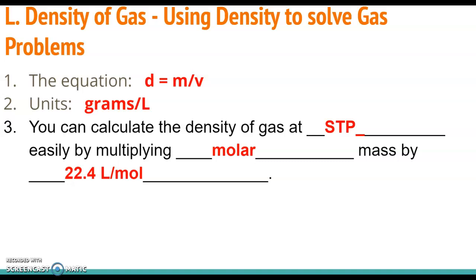Everything you're going to see is equations that are listed on your reference sheet. We are only going to have you do this for density of a gas at standard temperature and pressure. We could use the ideal gas law and apply this in other situations, but for our sake, we're going to keep it at just STP. So I can calculate the density of a gas at STP easily by multiplying the molar mass by 22.4 liters per mole, because we know at STP that would be the standard volume that any gas would have.